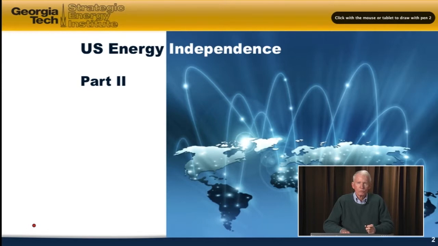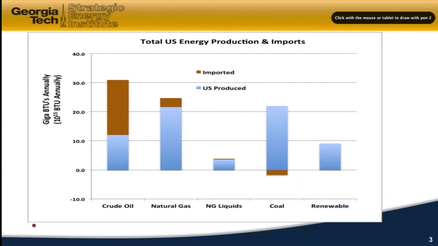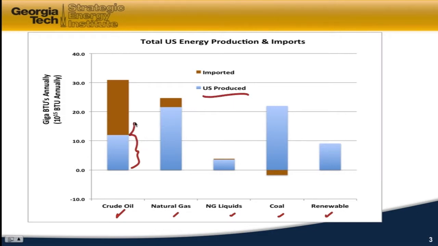So this is part 2 on energy independence. The last module was also on energy independence. This is the big picture, and it shows all of our energy resources: crude oil, natural gas liquids, coal, and renewables. The blue is what we produce within the U.S., and the red bar is the amount that we import.